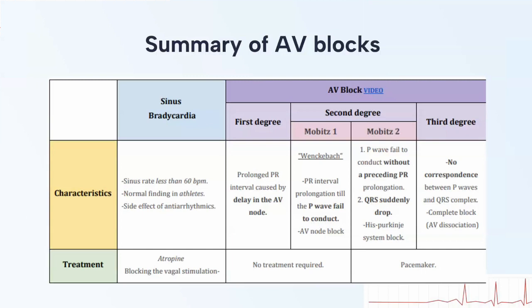This is just a summary of the bradycardias. Your first-degree and Mobitz type 1 AV blocks, you don't really require much treatment. It's basically: if symptomatic, treat what's causing it. They don't require pacing. But in your Mobitz type 2 and third-degree blocks, those are the ones where you do want to consider admission for monitoring and getting a pacemaker in them as soon as you can.